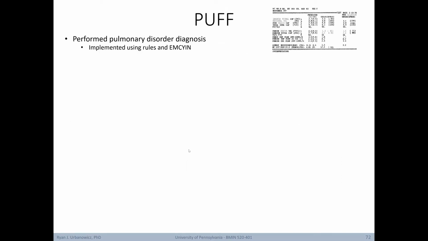The next biomedical expert system I'll mention is PUFF, which performed pulmonary disorder diagnosis and was implemented using rules and the EMYCIN framework.